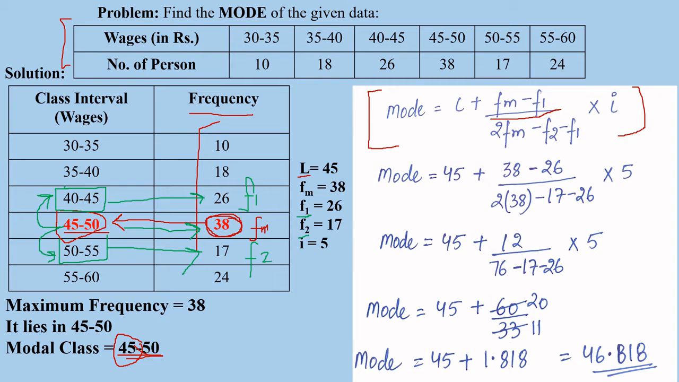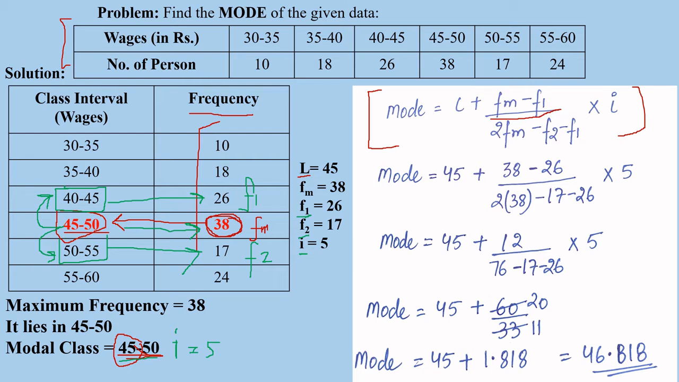Now find the value of I. I is range of modal class and it is the difference of upper limit and lower limit of class interval. So I is calculated by 50 minus 45, that is 5. So the value of I is 5.